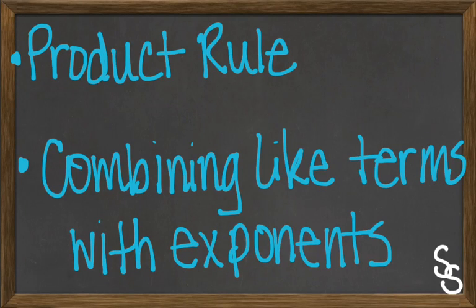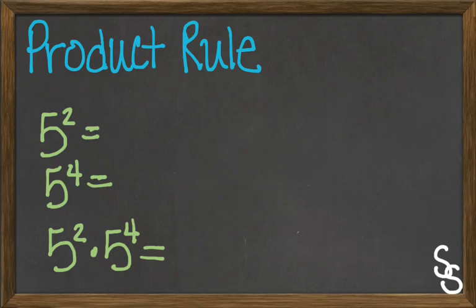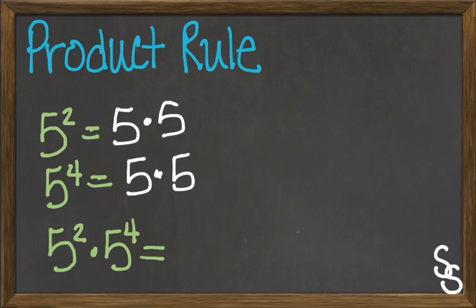The product rule, and combining like terms with exponents. So let's first start with a little bit of practice. This is review, but let's look at this. 5 squared is 5 times 5, and 5 to the 4th power is 5 times itself 4 times.